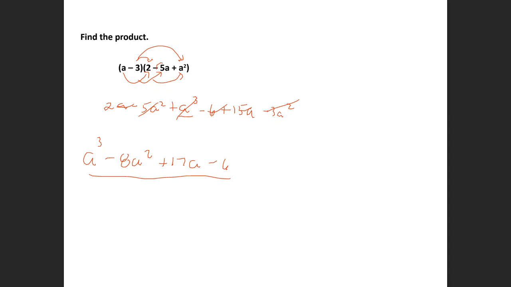Always, please make sure that you always write your answers in standard form. So the key to this week is when we multiply polynomials. And let's say I gave you something like this. Let's say I just gave you a times a to the third plus 5xy.